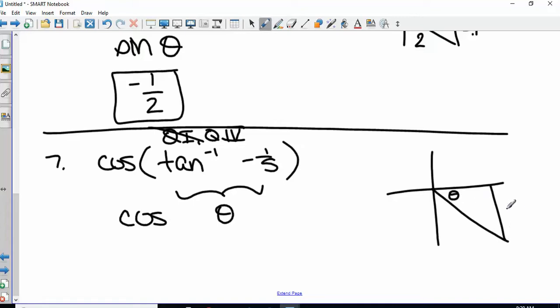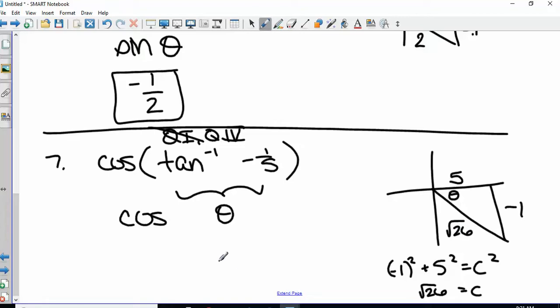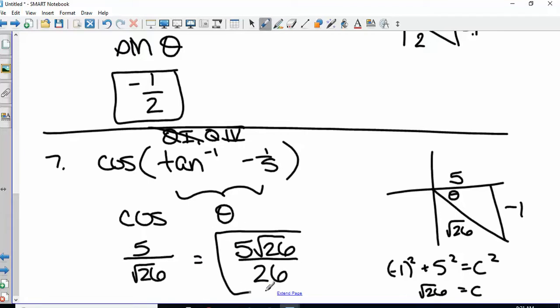Tangent is opposite over adjacent. So my opposite side would have to be negative since it went down. My adjacent would be 5. So Pythagorean theorem. You get this side to be the square root of 26. Does that reduce? No, no perfect squares go into that. So cosine is adjacent over hypotenuse. Then you have to get the radical off the bottom, so it's 5 radical 26 over 26.